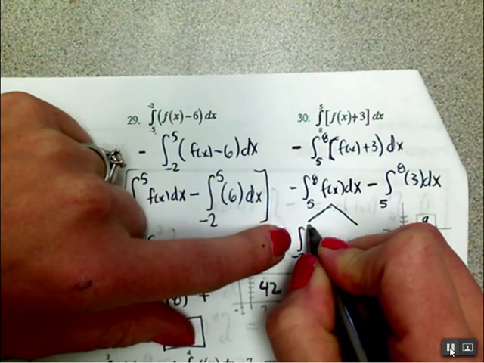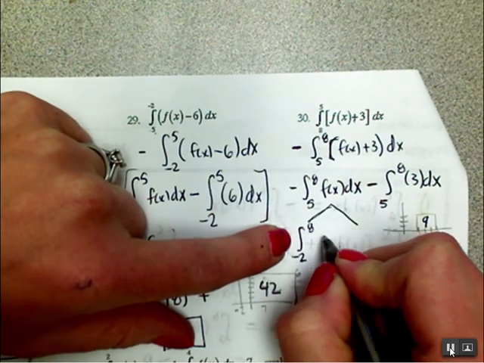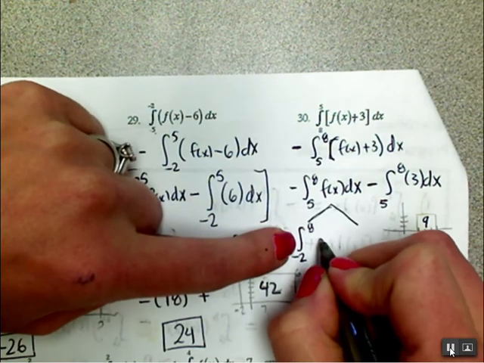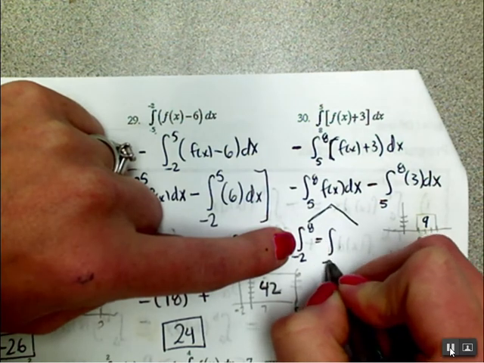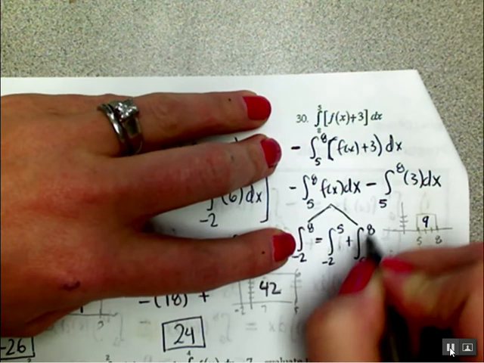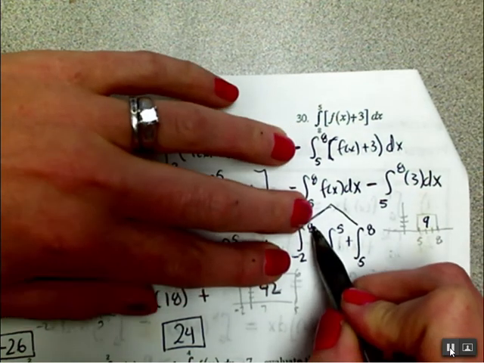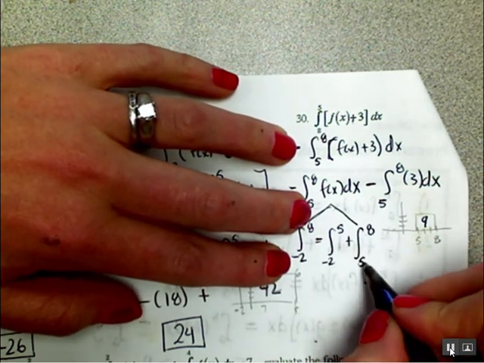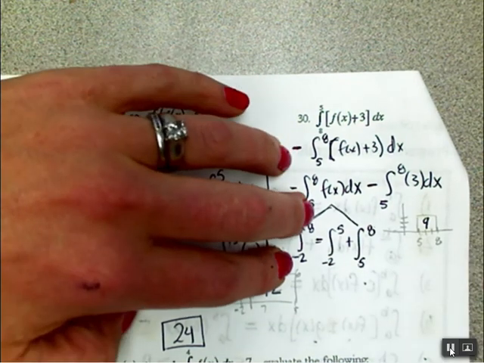All right, negative 2 to 8. And I'm going to use simple notation here. Equals negative 2 to 5 plus 5 to 8. All right, start and stop. Start, middle, middle, stop. Okay, that goes in order.